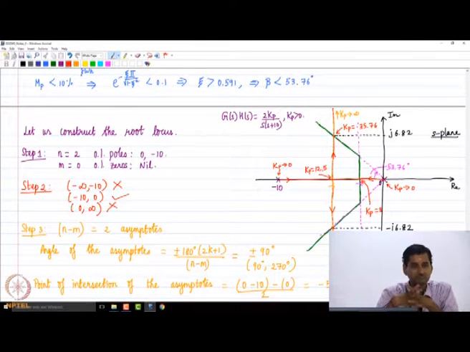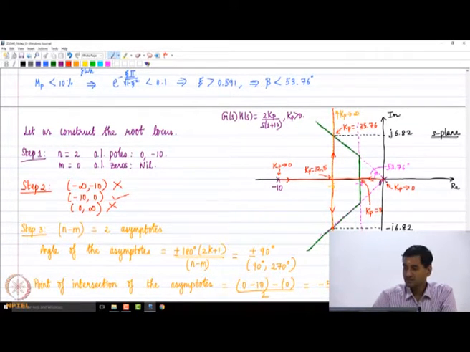Yeah. Now I know I can calculate this mathematically. Is there a logical explanation for why Kp is 35.76 in the lower half as well? Okay, because we are dealing with a symmetric root locus, right.